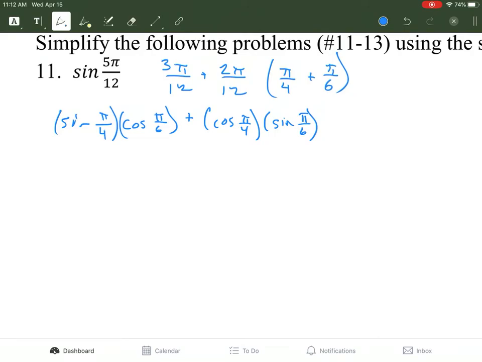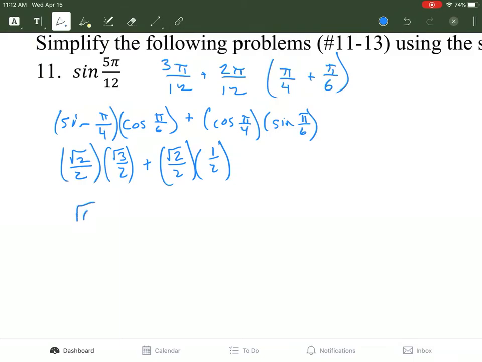For sine of pi over 4, you're going to get root 2 over 2. For the cosine of pi over 6, root 3 over 2. For the cosine of pi over 4, root 2 over 2 again. And for the sine of pi over 6, 1/2. Okay, now we can multiply the values together. Root 2 times root 3 is root 6. 2 times 2 is 4, plus root 2 times 1 is going to be root 2, and 2 times 2 is again going to be 4.